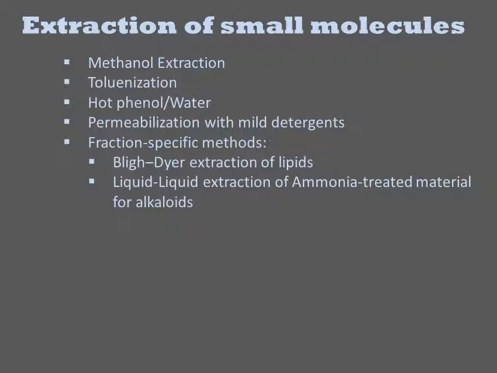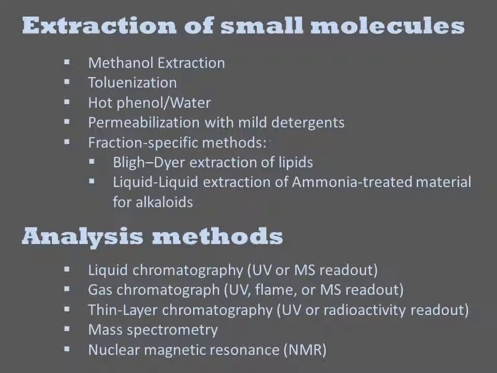There are many methods for extracting small molecules from cells, and each isolates a different subset of the material. There are very general methods like methanol extraction, toluenization, hot phenol, and detergents, but there are also protocols that more specifically isolate a particular fraction of the cell. A Bligh-Dyer extraction procedure is used to isolate membrane lipids. For alkaloids, there are ammonium extraction methods that take advantage of the distinctive pH-dependent solubility of these molecules. The best method for any molecule is something an experienced analytical chemist can determine, but it does not reduce to trivial rules. There are also many choices for analyzing the product.